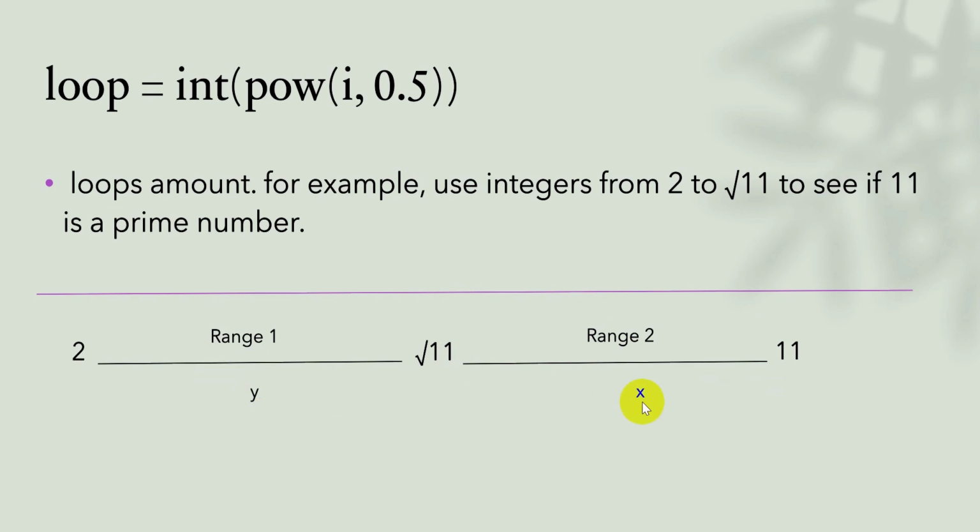So let's say there is a factor of 11 in range 2 called x, and then x times y equals 11. If this x exists, then this y would exist. So by checking all of the integers between 2 and square root of 11, we will find all of the possibilities of factors of 11. So if we don't find any factors of 11 between 2 and square root 11, then there mustn't be any factors of 11 between square root 11 and 11. That's why we only need to try integers between 2 and square root 11.